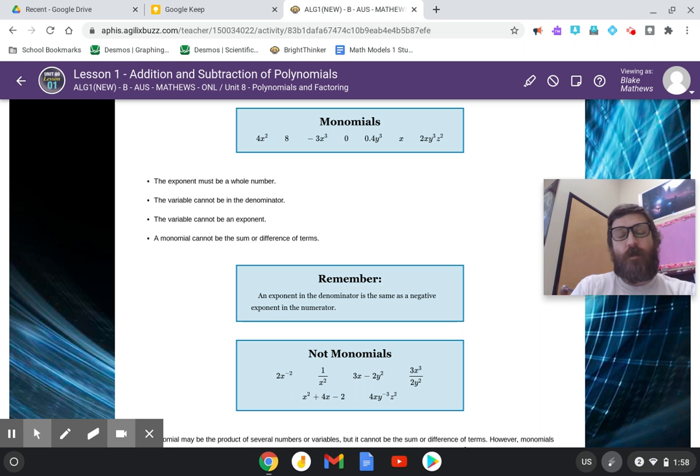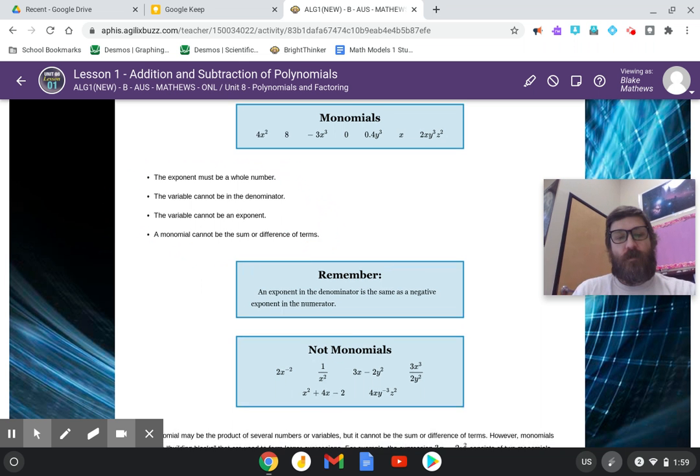And lastly, the monomial cannot be a sum or difference of terms. In other words, it's not adding up a bunch of things. That's what a polynomial is. That's what a binomial is. A monomial, a term, is just one unit made up of multiplication. All right, so these are kind of those key factors right there.